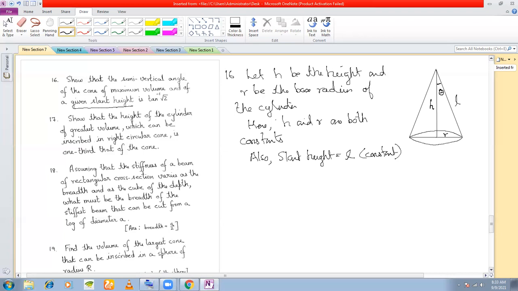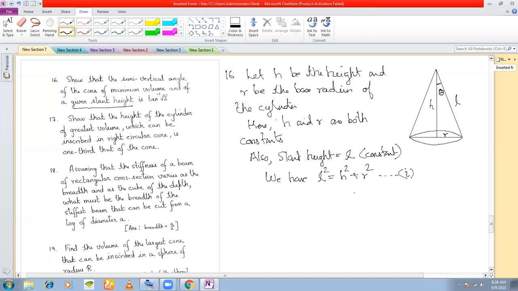So what is the relation between h, r and L? L square is equal to h square plus r square. That is the relation between h, r and L. We call this equation number 1.